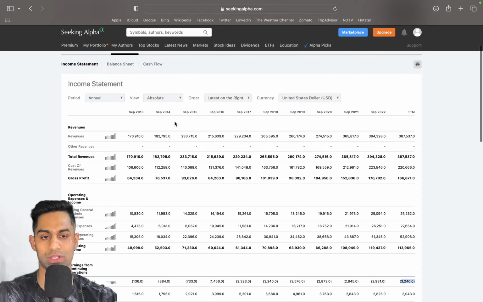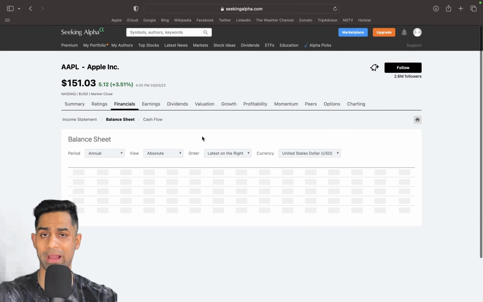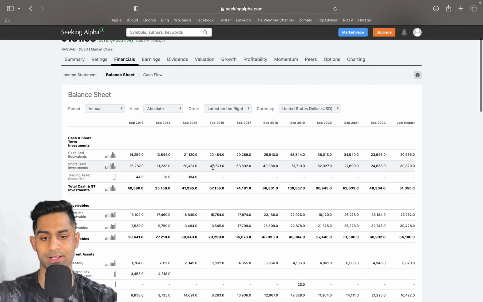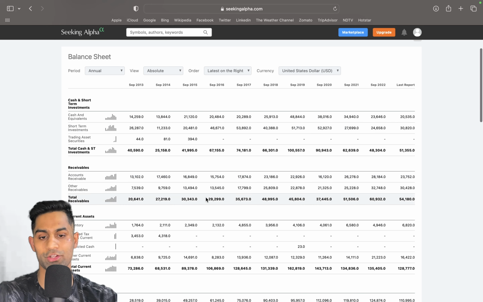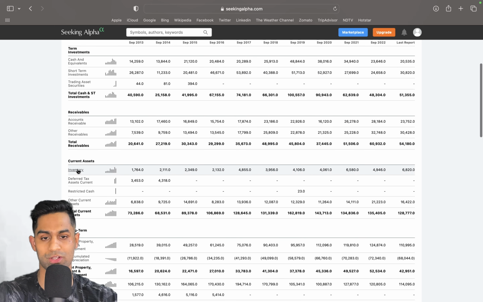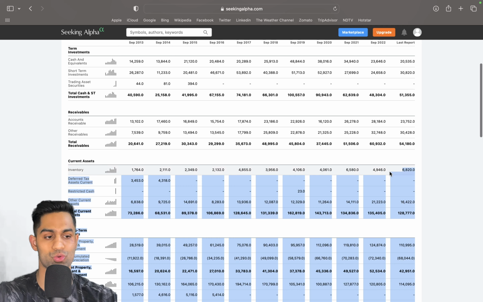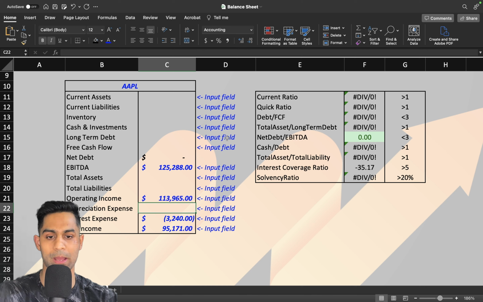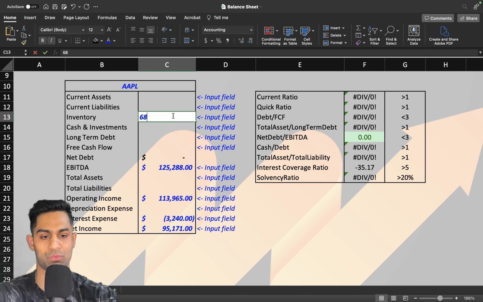Now we're going to move on to the balance sheet. And under balance sheet, we got to really account for a lot of things here. So first things first, we're going to take into account inventory levels. So inventory is going to be over here, and you'll notice that inventory right now for Apple is 6,820. So in other words, they're sitting on $6.8 billion of inventory. So we're going to plug that number in, 6,820. We're going to plug in current assets.